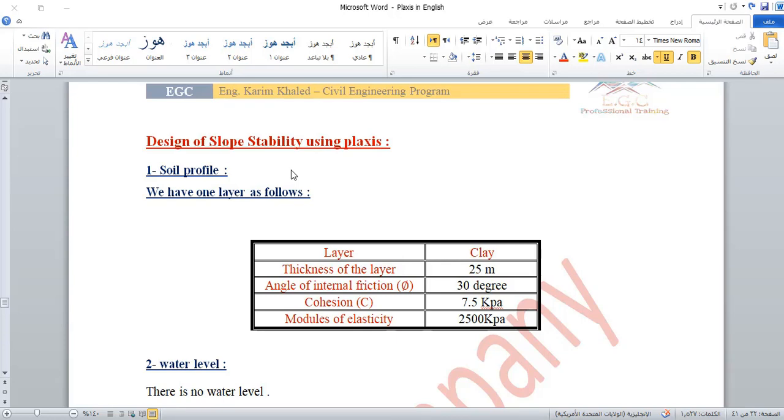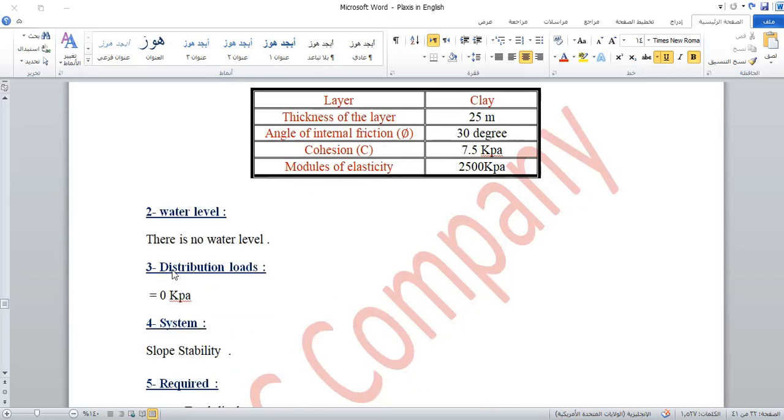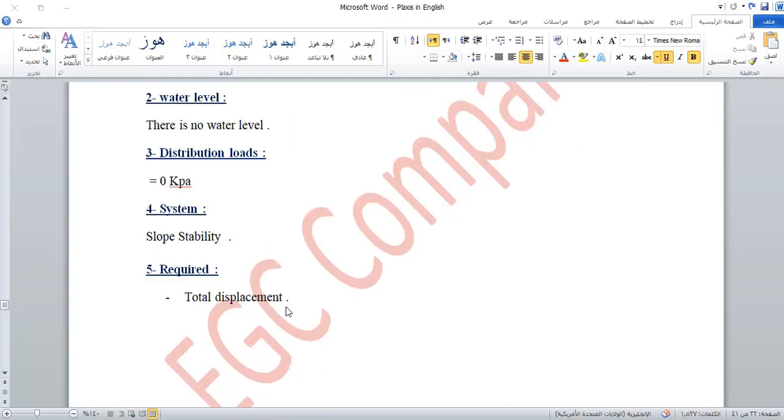This is the example that I modeled in Plaxis 2D. Design of slope stability using Plaxis. Soil profile: we have one layer, as follows. The type of soil is clay. Thickness of layer equals 25 meters. Angle of internal friction equals 30 degrees. Cohesion equals 7.5 kilopascal. Modulus of elasticity equals 25,000. Water level: there is no water level. Distributed load equals 0. The system is slope stability. The required result is total displacement.